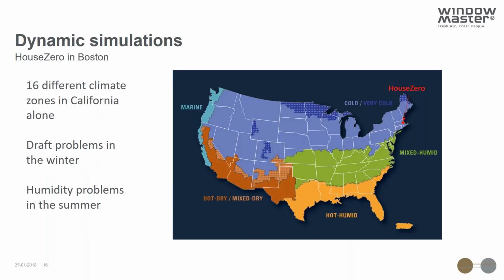For the dynamic simulation, again, the natural ventilation, the supply temperature is going to be equal to the outdoor temperature. So it's very important to consider what climate zone you are in, and to find out what strategies you need to use in relation to draft problems, for example.